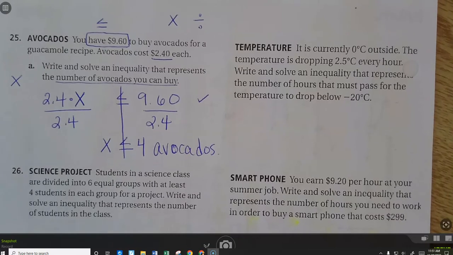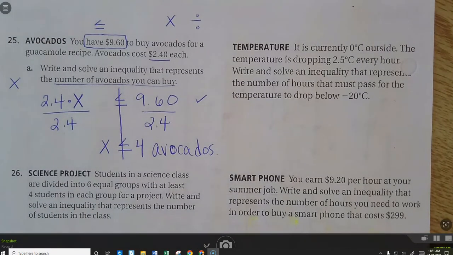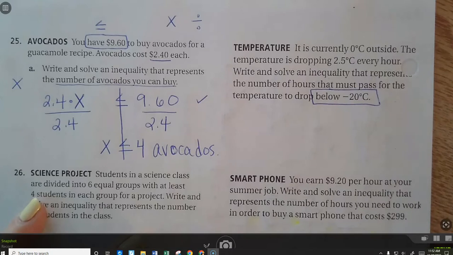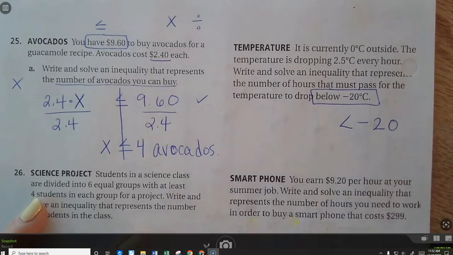Temperature. Currently 0 degrees outside. The temperature is dropping 2.5 degrees each hour. Write and solve an inequality that represents the number of hours that must pass for the temperature to drop below negative 20 degrees. Okay, so first thing, we're going to read it and find your clue words. So pause, find your clue word, and underline your variable. Okay, I see below negative 20, so less than negative 20.